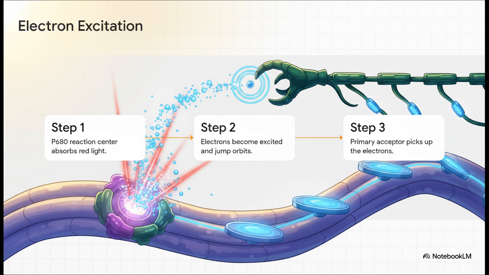The really crucial point is what happens the exact millisecond light hits the system. When photosystem 2's reaction center absorbs red light, something amazing happens at the atomic level. An electron gets so incredibly energized by that light that it physically jumps into a farther orbit, away from its atomic nucleus. It is literally bursting with trapped solar energy. And before it can even fall back down, a specialized molecule called a primary electron acceptor reaches in and grabs this excited electron, kicking off a downhill movement known as the electron transport chain.